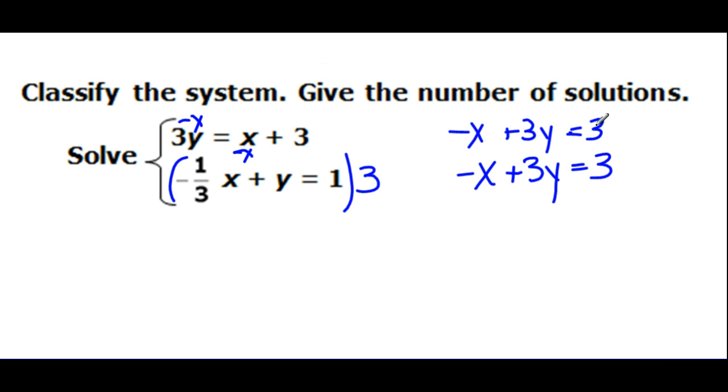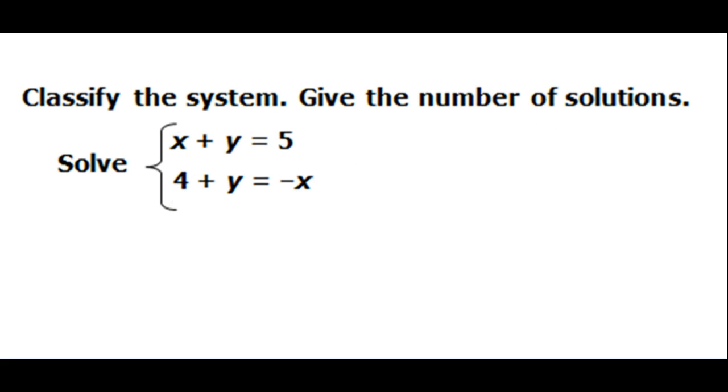That's going to give me negative x plus 3y is equal to 3. Now, I can go ahead and continue to solve this using elimination. I can multiply one of these by negative 1, but I also can see right now simply by setting them up, they are the exact same thing. I'm going to end up with 0 is equal to 0, which means this is a true statement, which means they do have solutions. In fact, they have an infinite number of solutions. Let's try the next one.